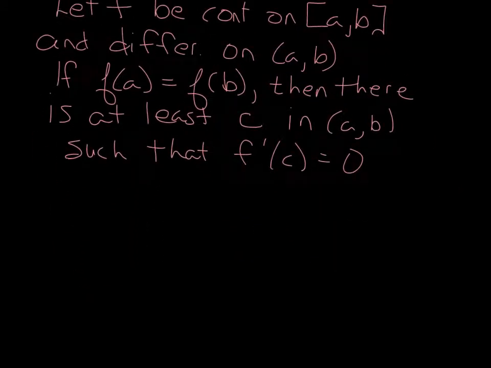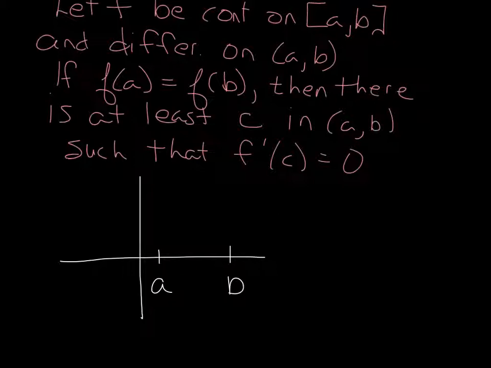Now we can think about that if we have a function maybe that looks like this. F of a is f of b. Is this function continuous? Is it differentiable? It is. It's differentiable. And we see that there's at least one value where we would get a horizontal tangent. So Rolle's theorem would apply to that kind of function.